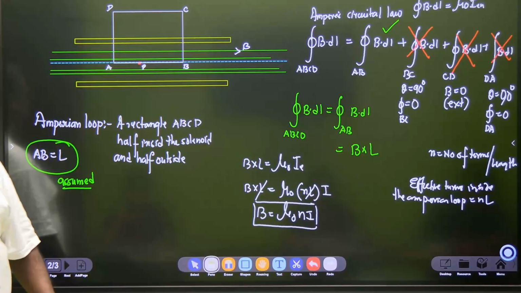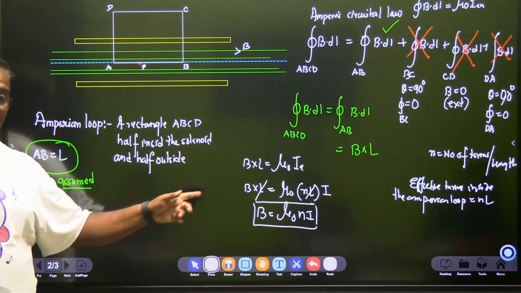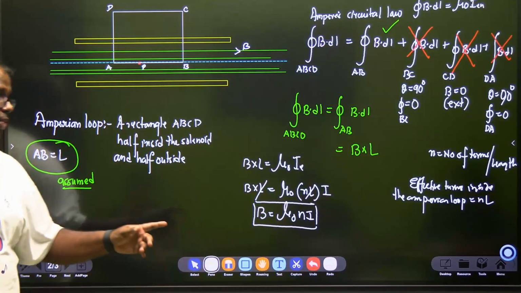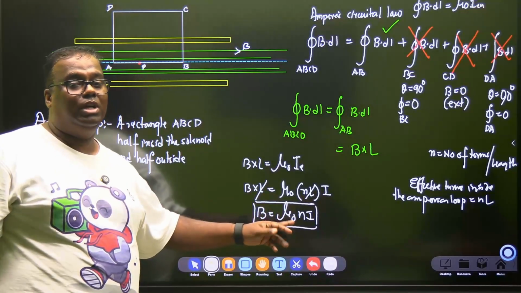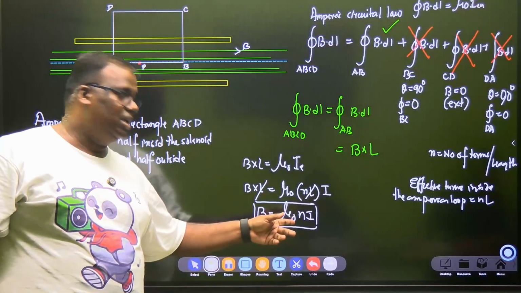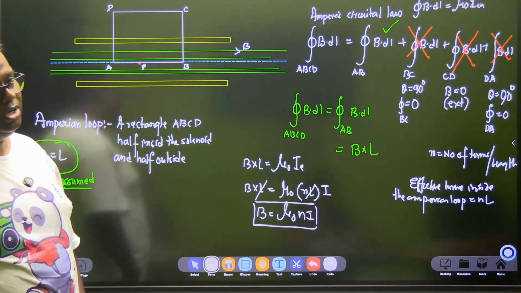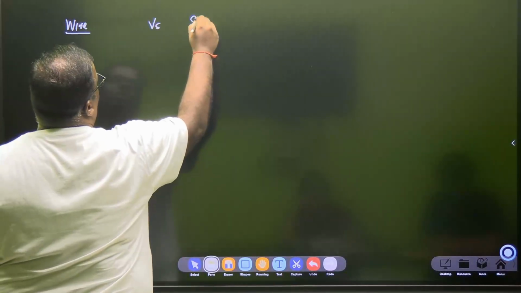Current and turns. That's what you learned in grade 9. Double the turns, double the magnetic field. Double the current, double. So if you get a question, like yesterday we were seeing the relaxation time, if the current is doubled in a solenoid, what happens to the magnetic field? Doubled. If the turns are doubled, doubled. Got it? Okay. So let's see a small comparison between the magnetic field due to wire versus solenoid.